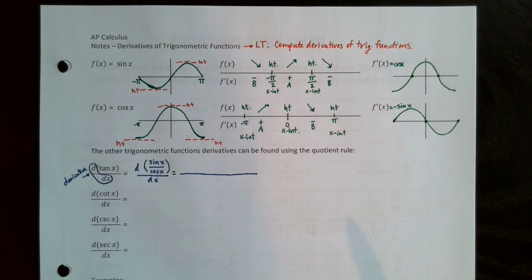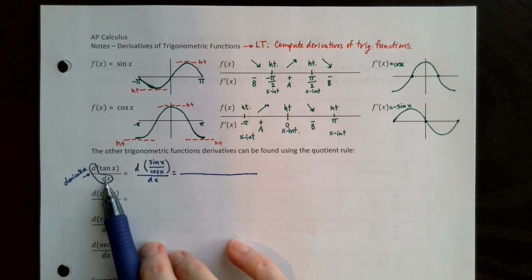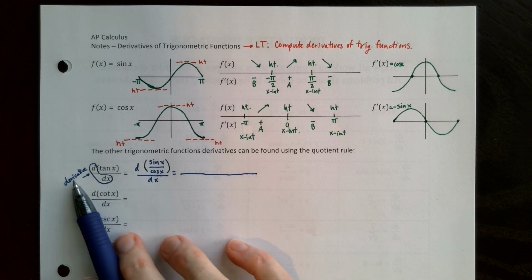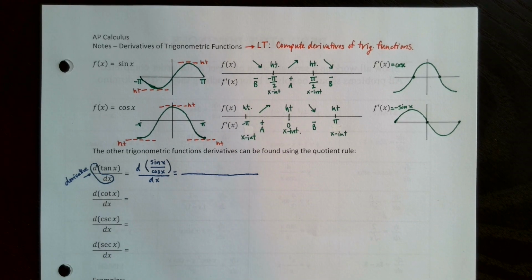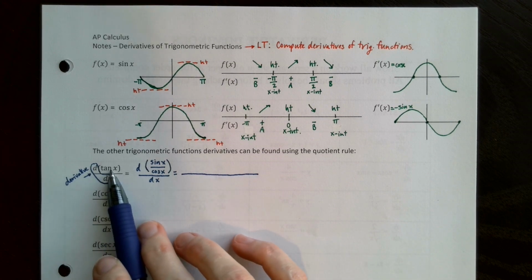I jumped right into the problem and forgot to explain that this d over dx is our notation for derivative. It's our Leibniz notation. Since we don't see it that often, I just wanted to make sure you were comfortable with what that's asking us to do, and that is to find the derivative of tangent of x.